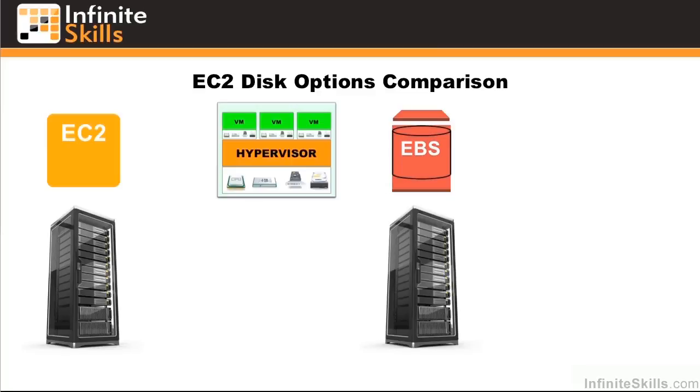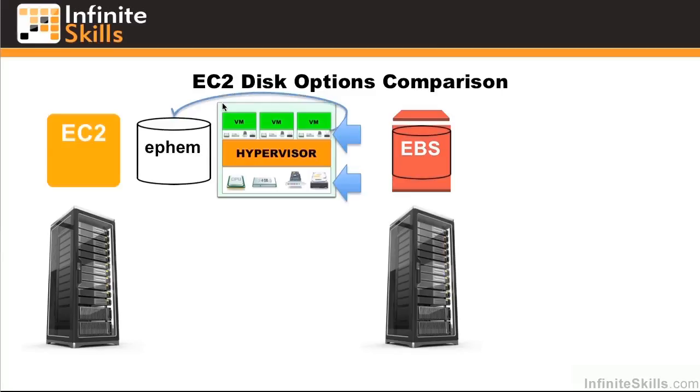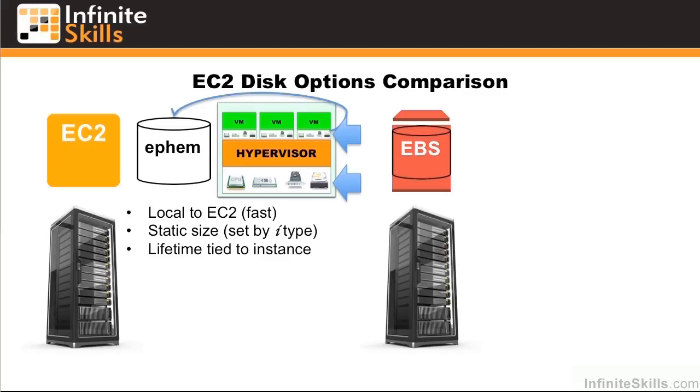This hypervisor takes the machine's local resources, such as CPU, RAM, network card, and disk, and makes those available as individual pieces to each VM so that each VM sitting above the hypervisor has access to a part of the underlying hardware. When we talk about ephemeral or instance store, we're talking about that disk. Let's look at some of the advantages of ephemeral, or some of the properties. First of all, it's local to EC2, so it's very, very fast. The size is static, and it's set by the instance type. Generally, the larger instance you get, the larger ephemeral disk you get.